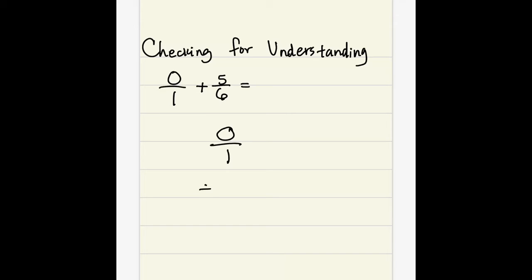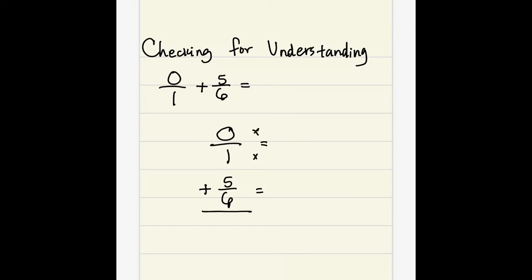0/1 plus 5/6. I know this looks funny because you have a 0 in your numerator. And it's really a trick question, because I wanted to give you this problem to show you that your answer is not going to be 0. Okay? So again, you need to find a common denominator first.